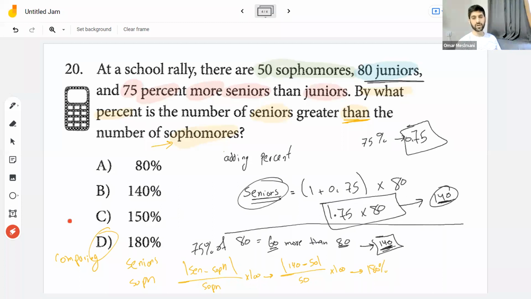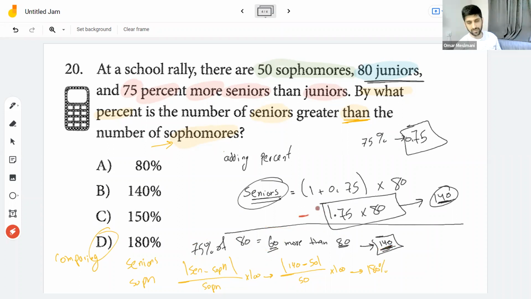One more time, let's go over the question. We did it in 2 steps. First of all, we don't know how many seniors we have. The only information I have is that there are 75% more seniors than juniors. We have 80 juniors. So 75% of the 80 is 60, which means I have 60 more than the 80, for a total of 140.